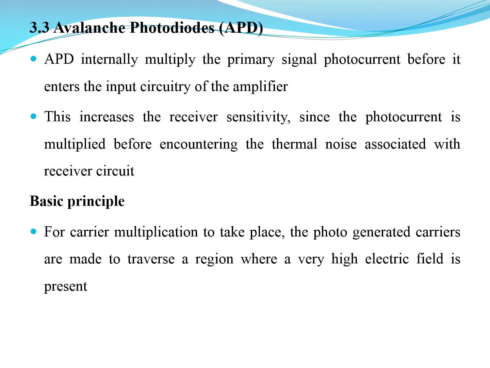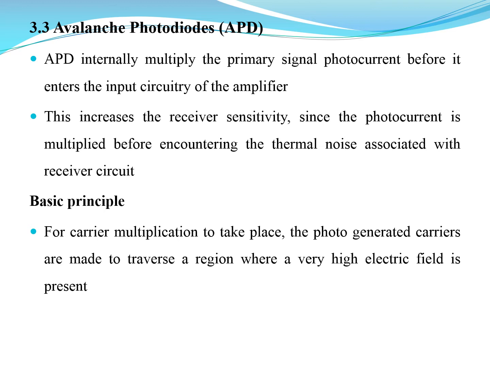So it is going to multiply the primary signal internally. Initially it multiplies the signal photocurrent before it enters the circuitry of an amplifier. So before the signal gets amplified, it multiplies the signal photocurrent. That is one of the advantages of the APD. So this increases the receiver sensitivity. Whenever a multiplication happens with the primary signal photocurrent, the receiver sensitivity is going to be increased.